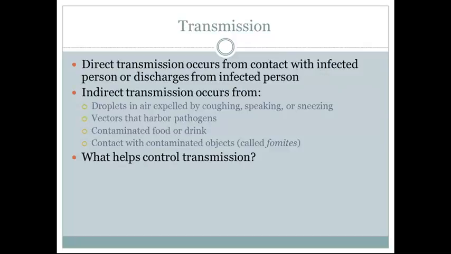Transmission. Direct transmission occurs from contact with an infected person or discharges from an infected person. Indirect transmission occurs from droplets in the air expelled by coughing, speaking, or sneezing, vectors that harbor pathogens, contaminated food or drinks, and contact with contaminated objects called fomites. So what helps control transmission? Proper sanitization, disinfection, and sterilization, and also the use of germicides such as Cidex.